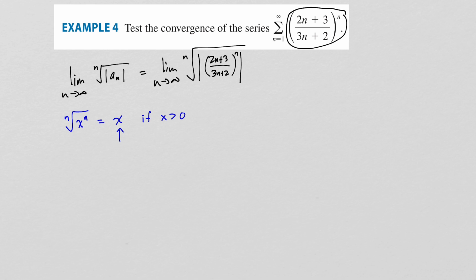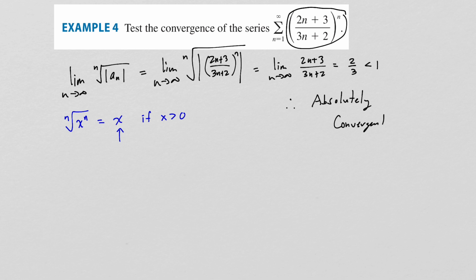So this just simply becomes the limit as n goes to infinity of 2n plus 3 over 3n plus 2. And this limit is 2/3, which is less than 1. Therefore, this series is absolutely convergent, according to the root test. So when you have that power here on your original, that's a good indication that the root test is going to be easy to use.